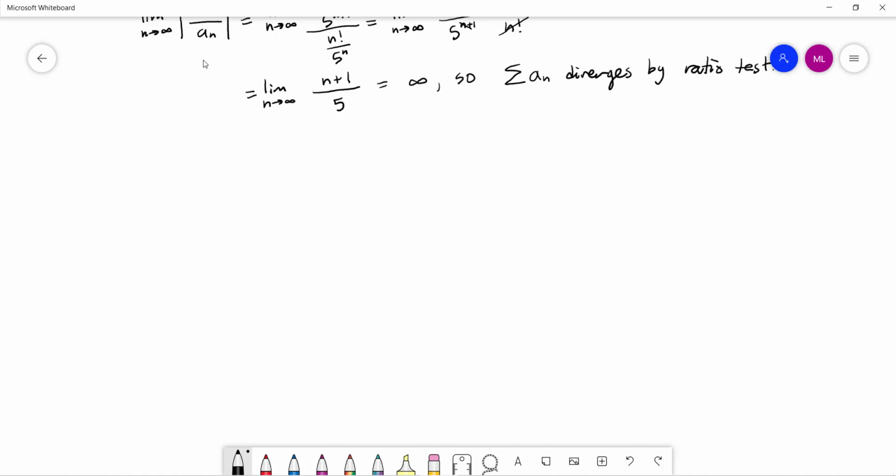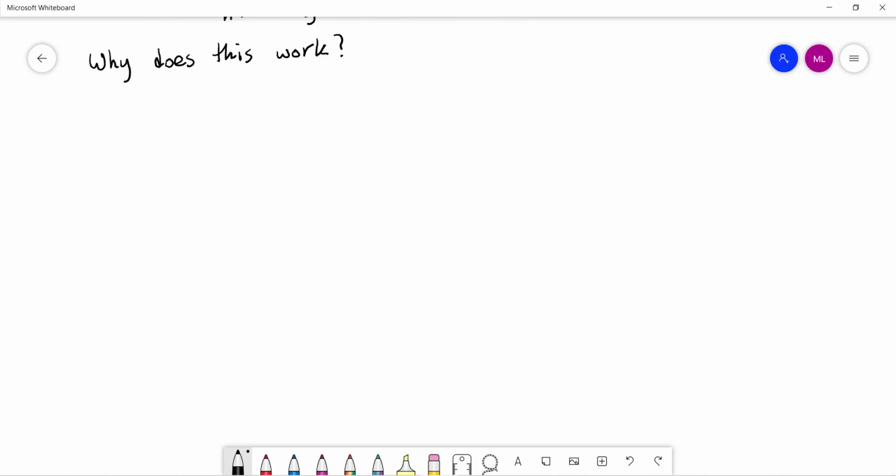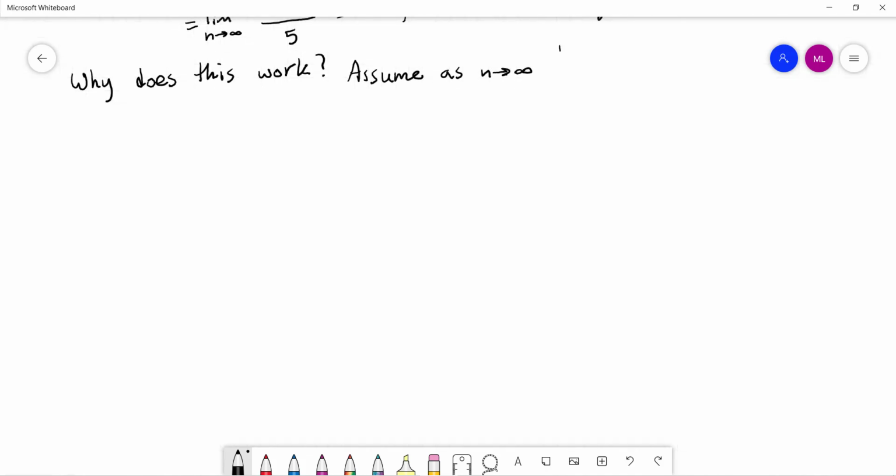Let me give you another explanation, just maybe real quickly. This might help to explain why this works. Why does the ratio test work the way that it does? So let's assume that as n approaches infinity, we do indeed get some ratio between our two values. A sub n plus 1 over a sub n does indeed go to some value L.